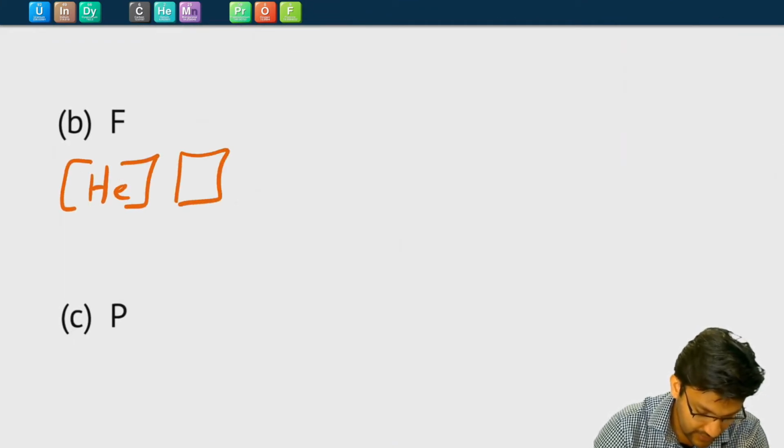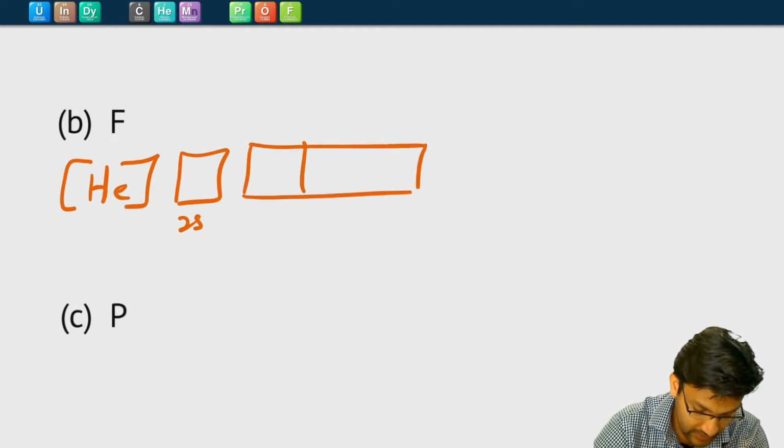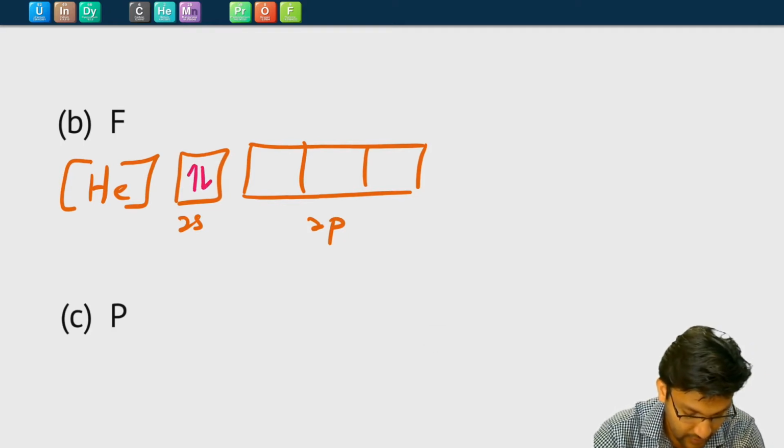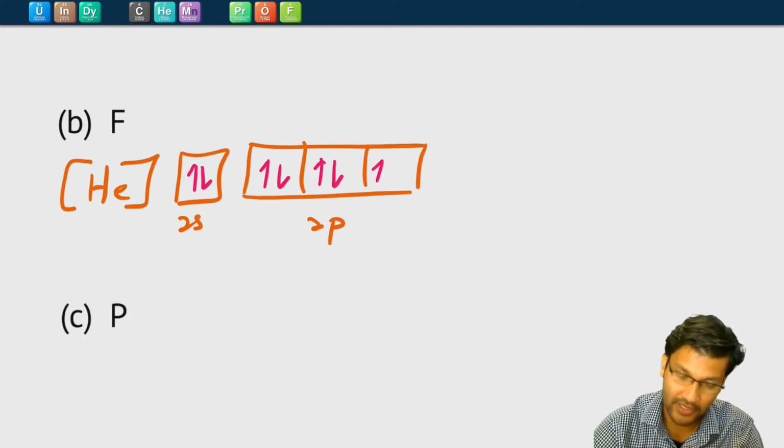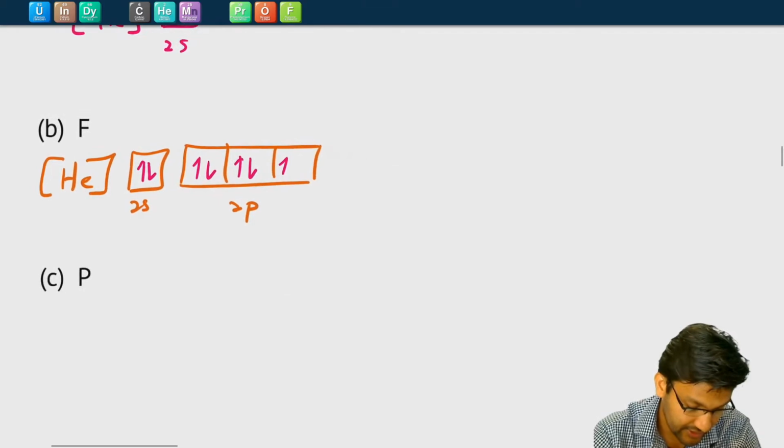Then we'll have the 2s that we just said was full. And then the 2p, which will have 5 electrons in them. So let's fill these out. 1, 2, 3, 1, 2, 3, 4, 5. So that's the electron configuration for fluorine with the orbital energy diagram.